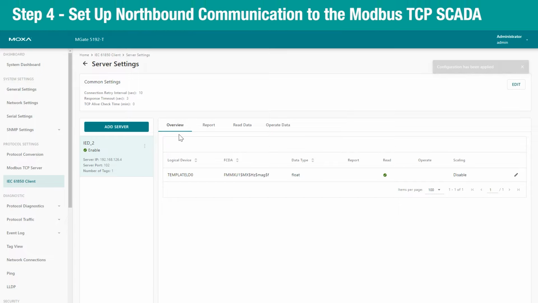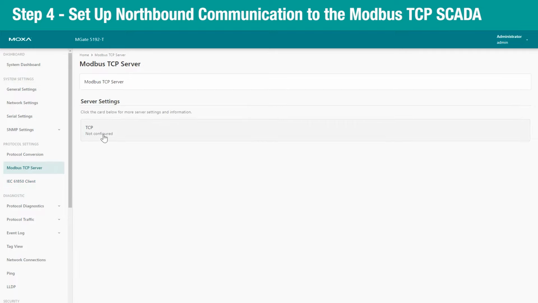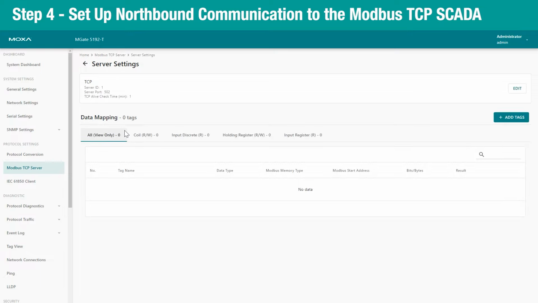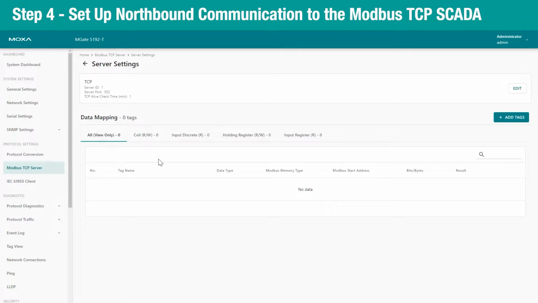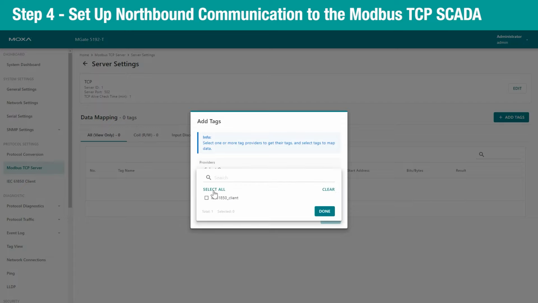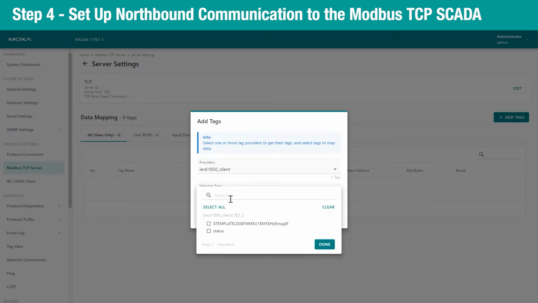Now that we've created our IEC 61850 data tags, we just need to choose which data tags we want for our northbound Modbus TCP SCADA. Go to the Modbus TCP server page and click TCP. Click the Edit button and configure the Modbus TCP server ID and TCP port if needed, then click Save. For the data mapping between protocols, click Add Tags to select the data tags to use for mapping. Here, we'll select IEC 61850 client as our provider, and for selected tags, we'll use the checkboxes to select the data tag we created for frequency.